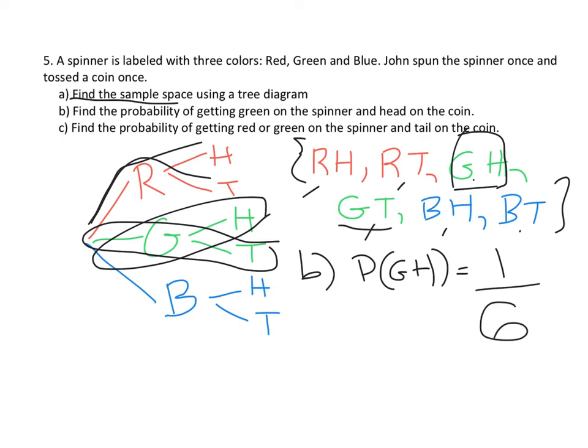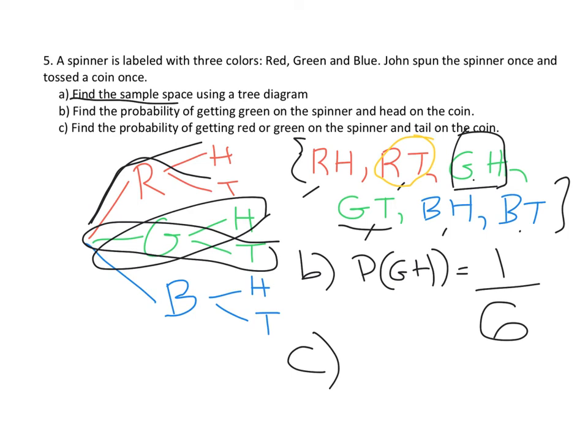Okay. Now for part C, find the probability of getting red or green on the spinner and a tail on the coin. So let me circle in yellow. Okay. So red or green is fine, but and a tail. It has to be a tail. So red and a head doesn't work, but red and a tail does. So I'm circling yellow for part C. Okay, red and a tail is fine.